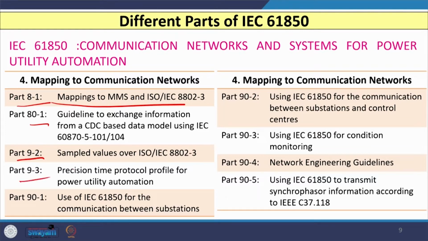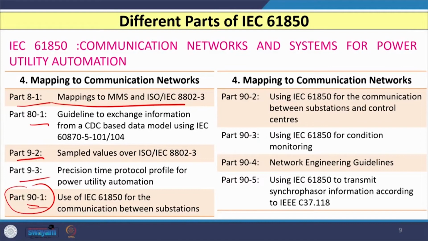In 9-3, the precision time profile for power utility automation is discussed, and after this they have added another one, part 90-1, which is related to IEC 61850 for communication between two substations. So, when we wish to communicate between two substations, this is mentioned in 90-1. In 90-2, if we wish to communicate between substations and control centers, then those things are mentioned in part 90-2.